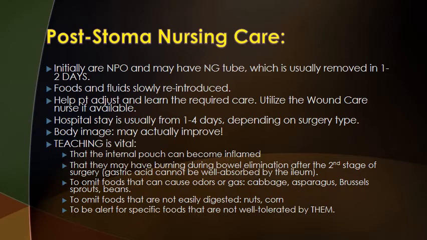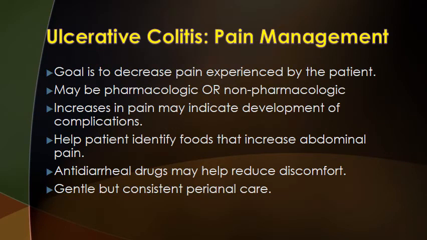They need to omit foods that can cause odors or gas, specifically cabbage, asparagus, Brussels sprouts, and beans. And you know, I didn't know until doing this that Brussels sprouts, Brussels was plural. Go figure, I learned something. All right, so those are the gas producers. Omit foods that are not easily digested, such as the nuts and the corn, and then be alert for specific foods that are not well tolerated by them personally. And they should keep a food diary and a reaction diary. That will help pinpoint those items.